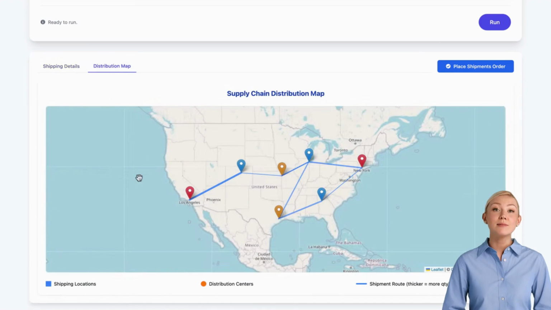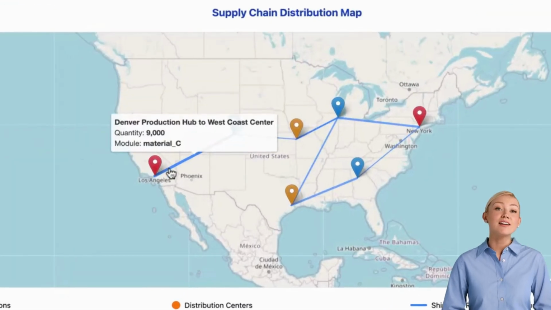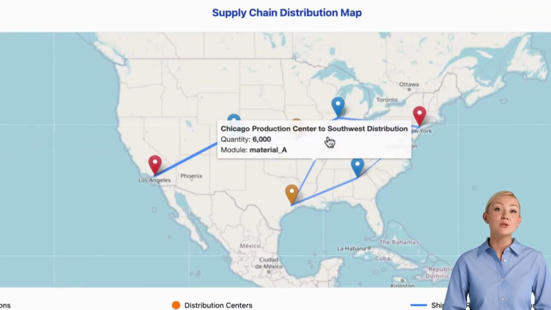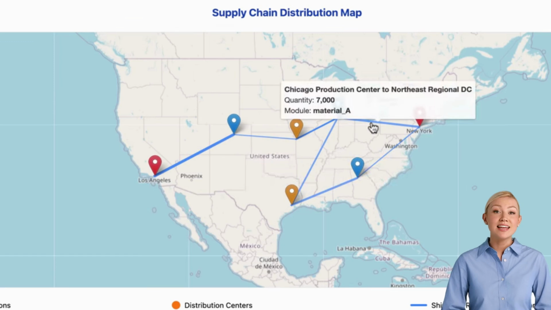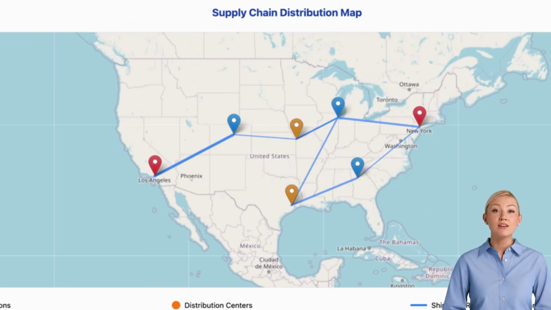The distribution map is another essential feature, providing a visual representation of the routes between shipping locations and distribution centers. The line thickness indicates the quantity being moved. Thicker lines mean larger quantities.